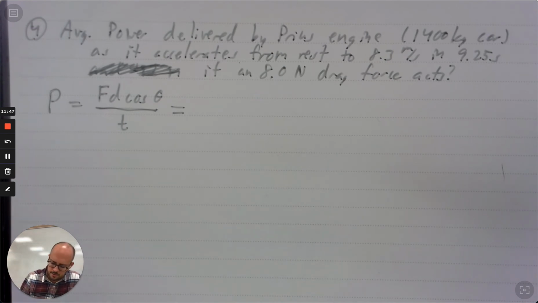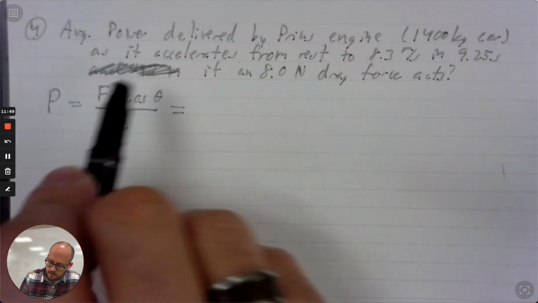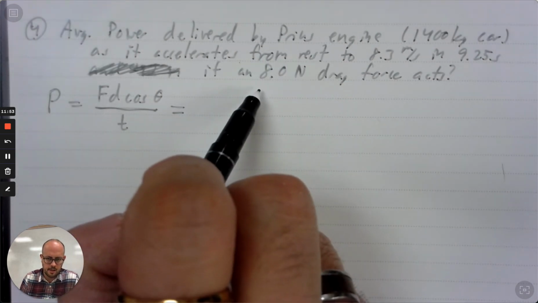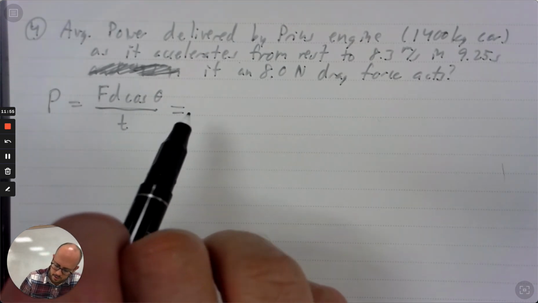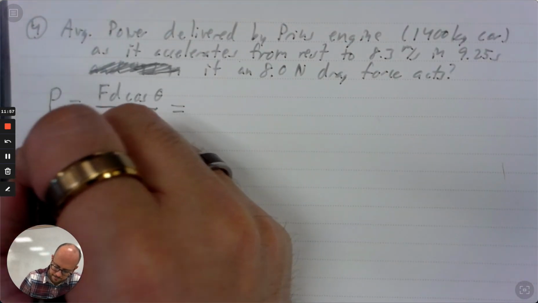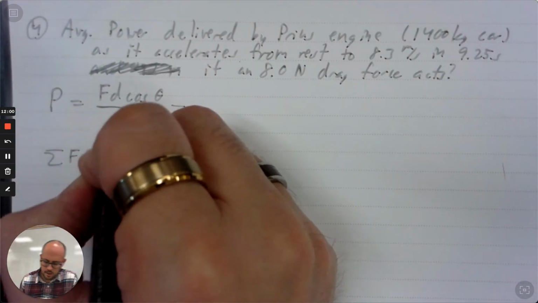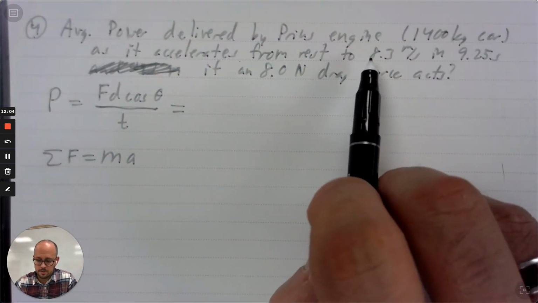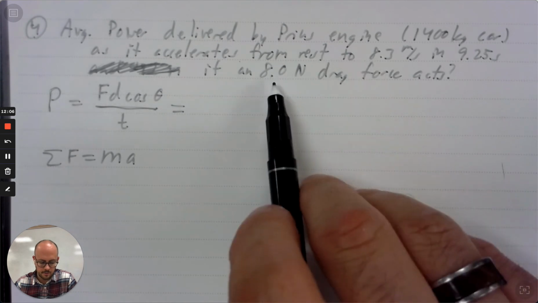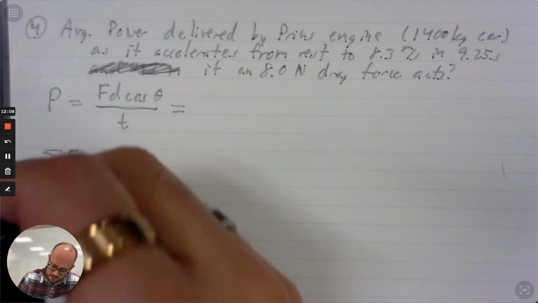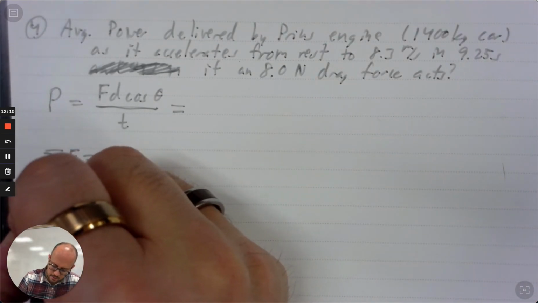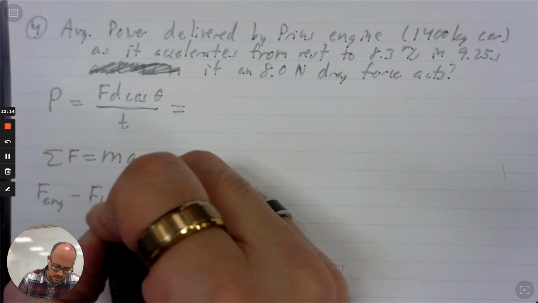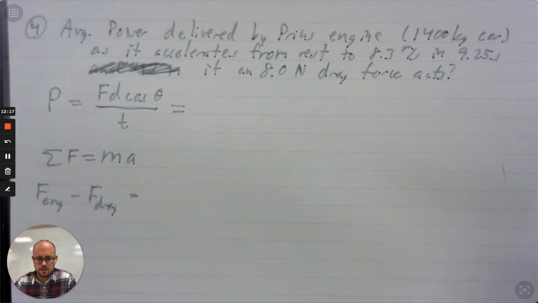Because this is power delivered by the engine and there's a drag force, I need to do a force analysis here. So I'm going to start with Newton's second law. The engine is going to provide a positive force and the drag is going to be a negative force. So the force of the engine minus the force of drag is equal to mass times acceleration.